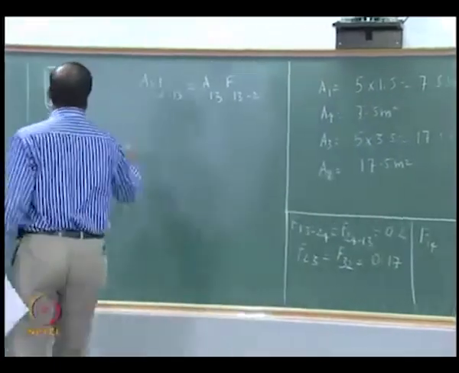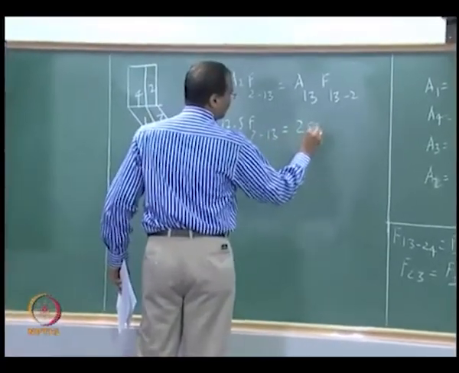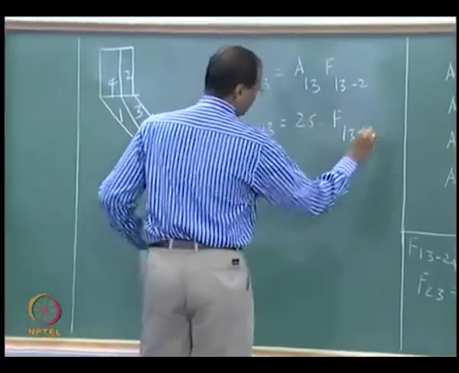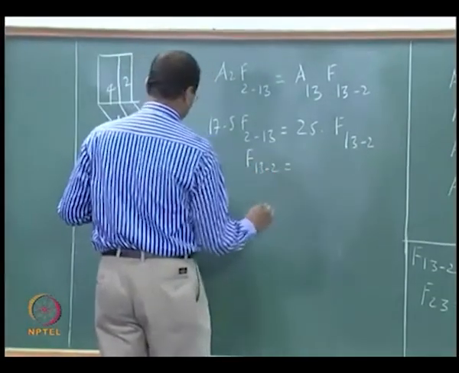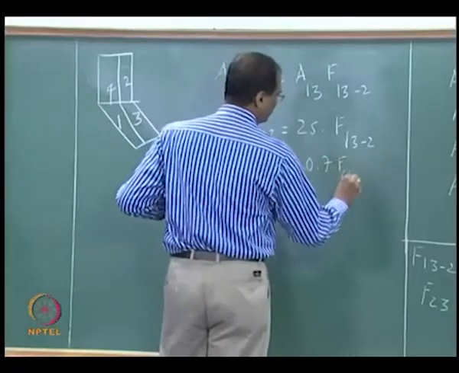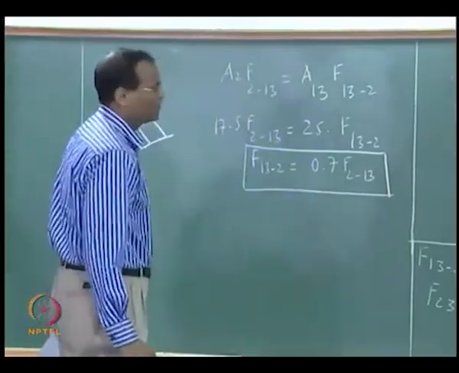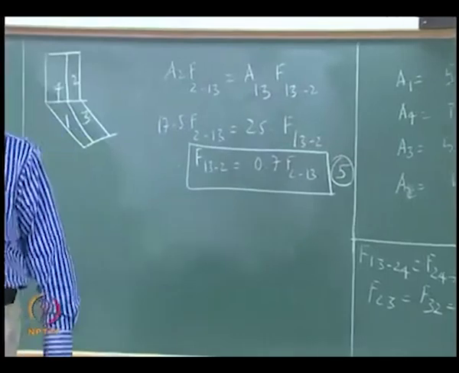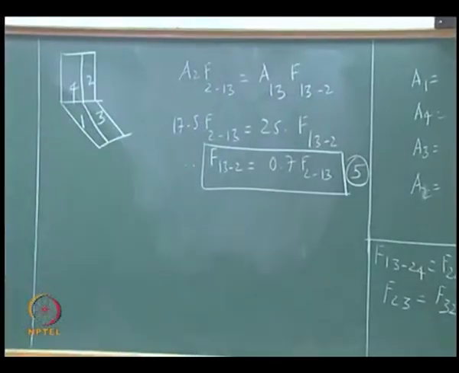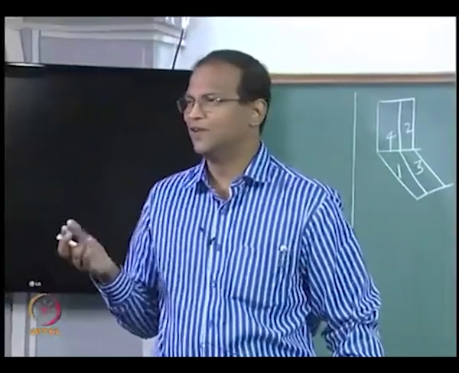Okay. So 17.5 F2213 equal to 25 F132. Therefore, F1322 is equal to 0.7 F2213. That is equation number 5. Okay. We may finally get only F21. If I get F21, I can go home because A1 F12 is equal to A2 F21.